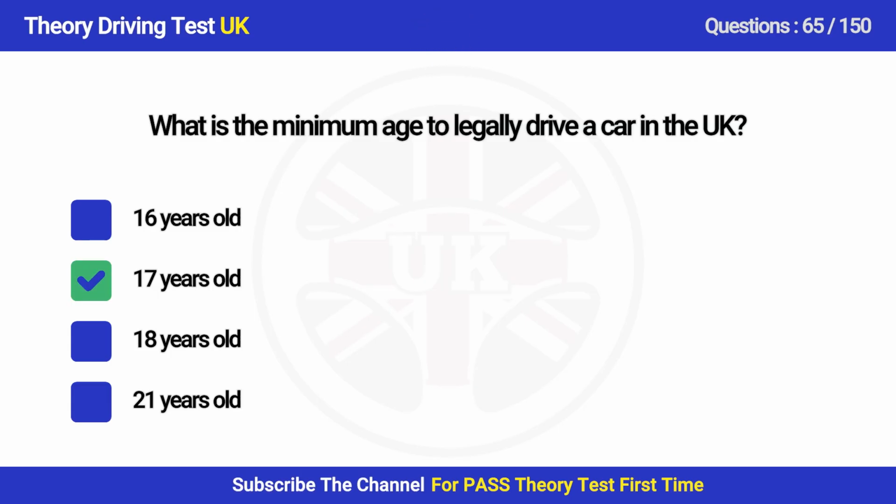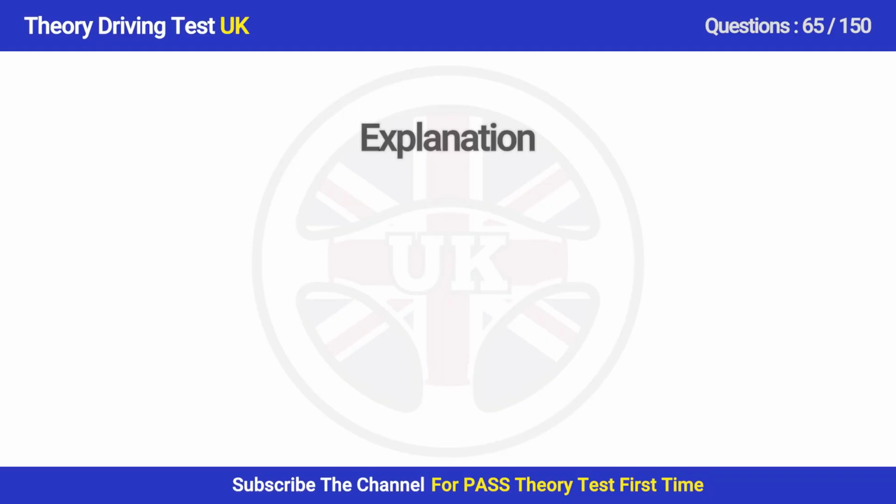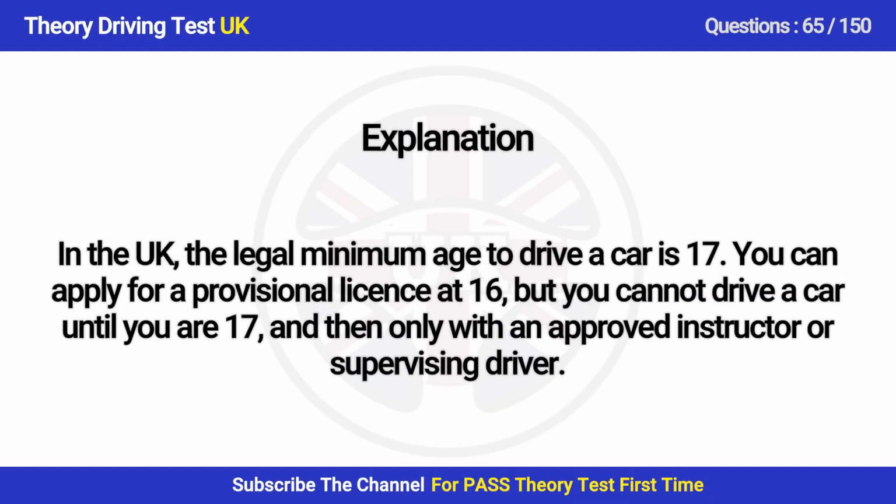Answer is B. 17 years old. The legal minimum age to drive a car is 17. You can apply for a provisional license at 16, but you cannot drive a car until you are 17, and then only with an approved instructor or supervising driver.